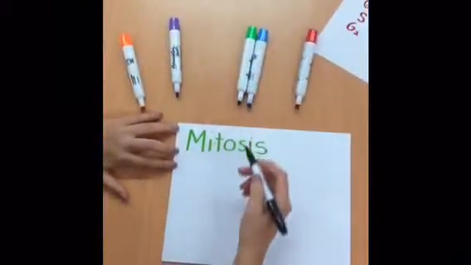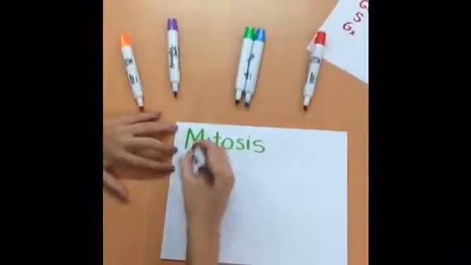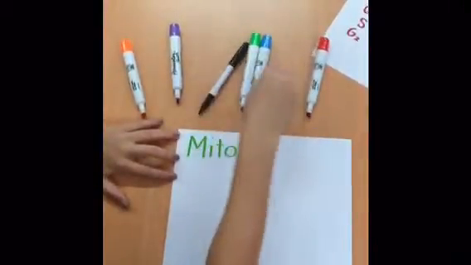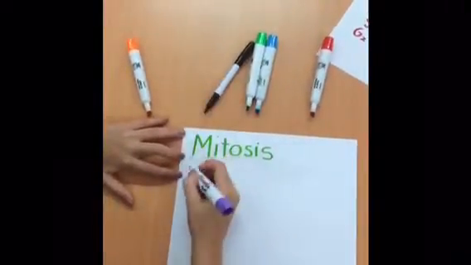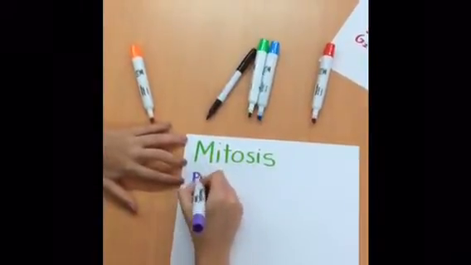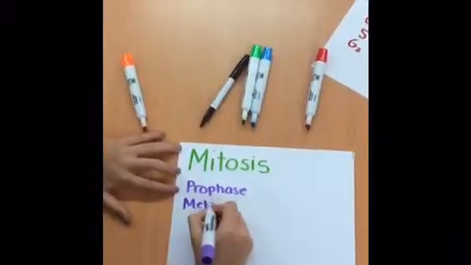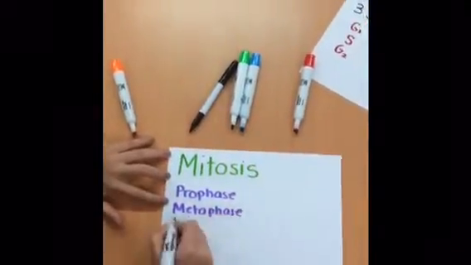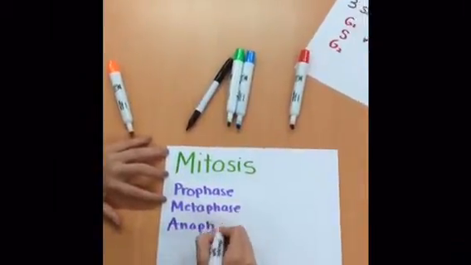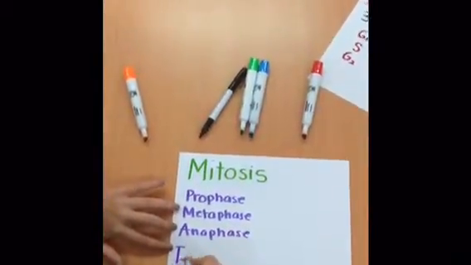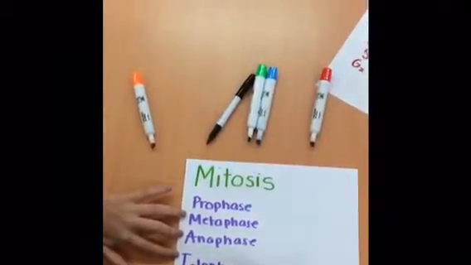The second stage, mitosis, is a stage of the cell cycle during which the cell's nucleus and nuclear material divide. Mitosis is divided into four substages. The first stage is called prophase, the second stage is called metaphase, the third stage is called anaphase, and finally the last stage is called telophase.